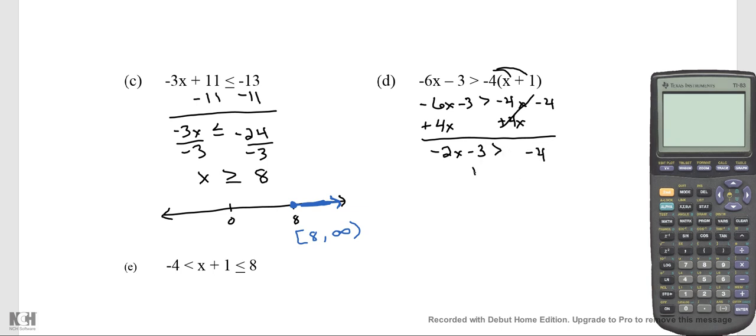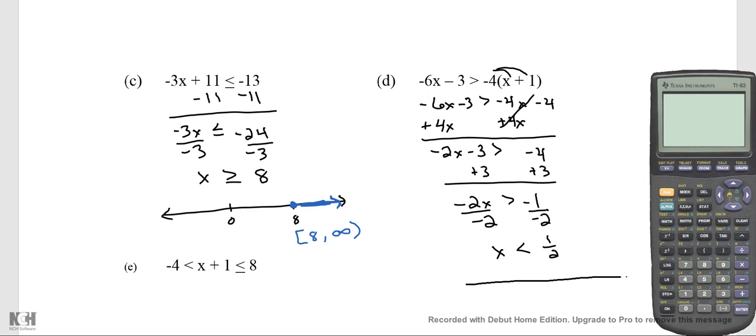Get rid of the -3. I'm going to add 3 to both sides. Leaves me with -1. Lastly, I'm going to divide by -2. Again, I'm dividing by a negative, so I'm going to flip the inequality sign. So I get x is less than 1/2.